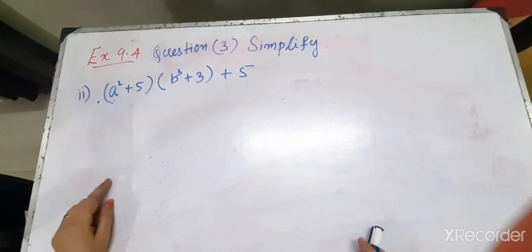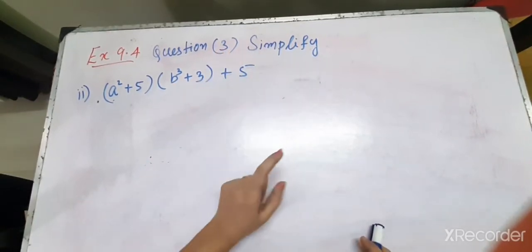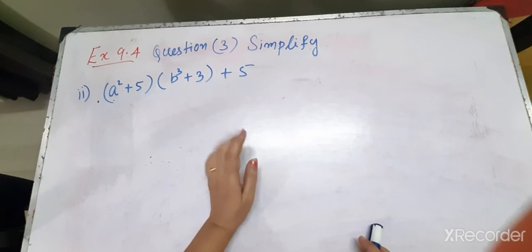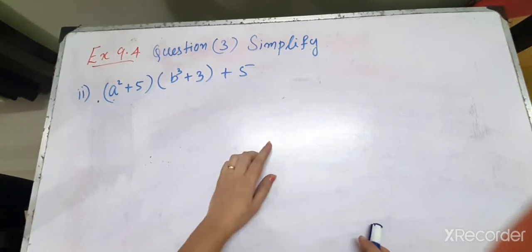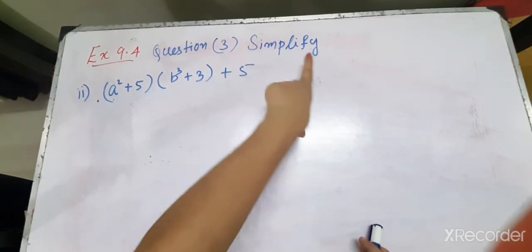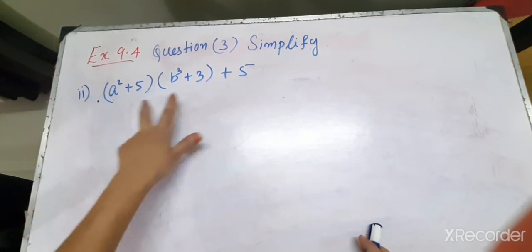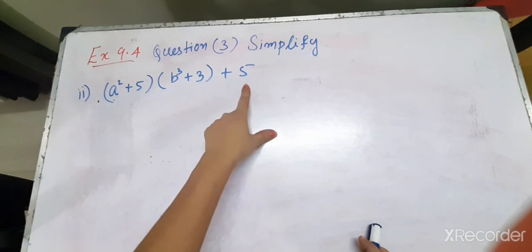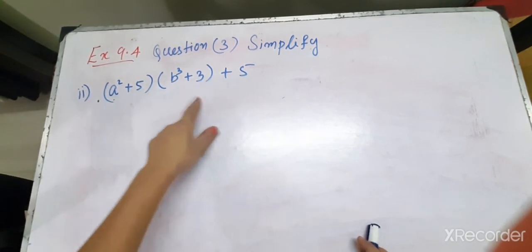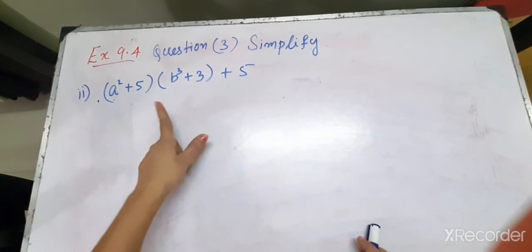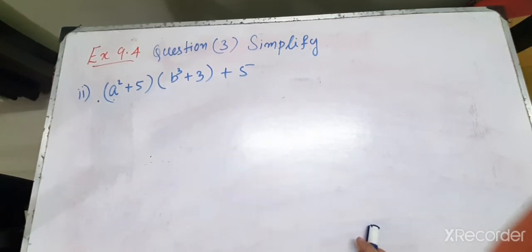So children, exercise 9.4, question number 3. Question number 2 is similar type, so I am not doing that. You can try it out. Question number 3, simplify. So this is the second question. Here two binomials and a constant is there. So the two binomials should be multiplied. With that answer, 5 should be added.